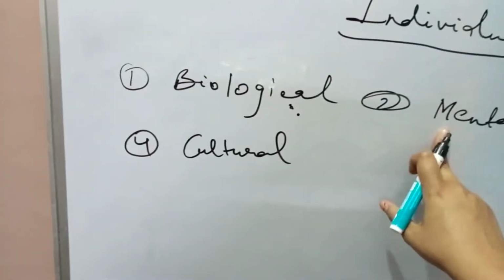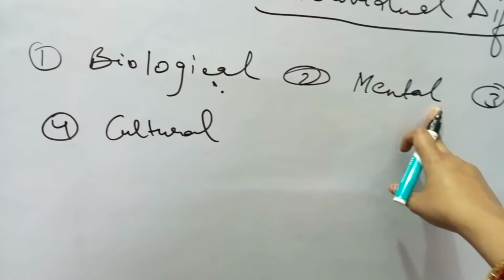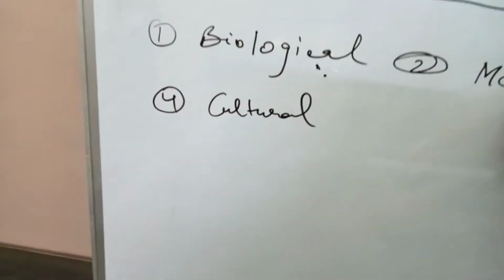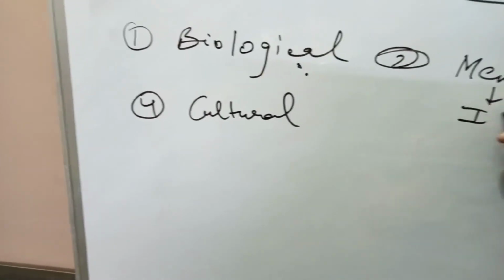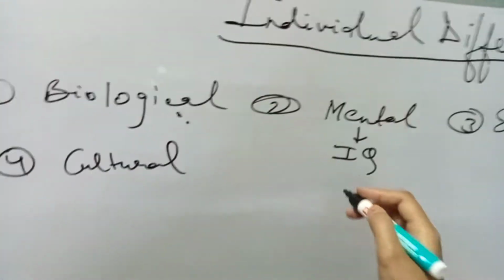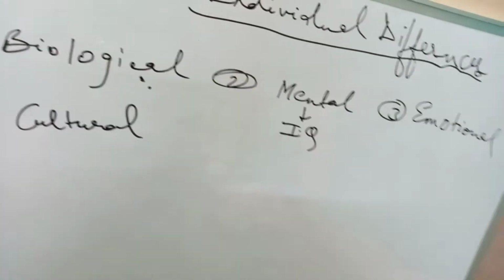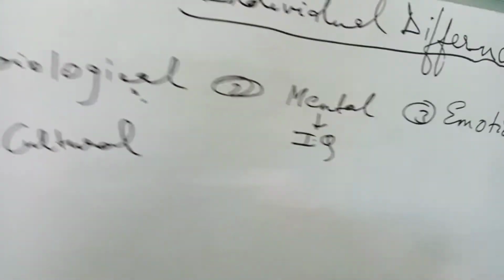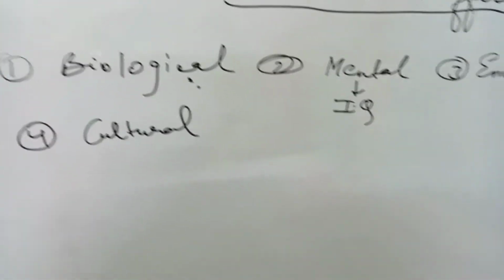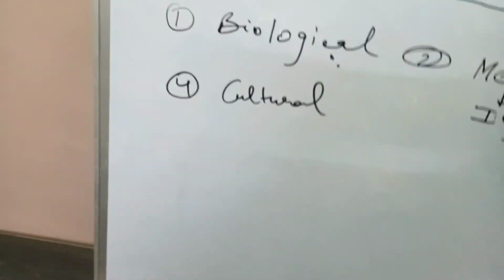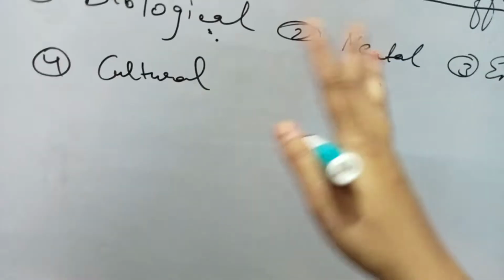Now coming to the second, mental individual differences. Mental individual difference means the level of IQ differs. For example, one child has an IQ of 140, another child has an IQ of 25, who is just an idiot. So mentally each and every child is different.